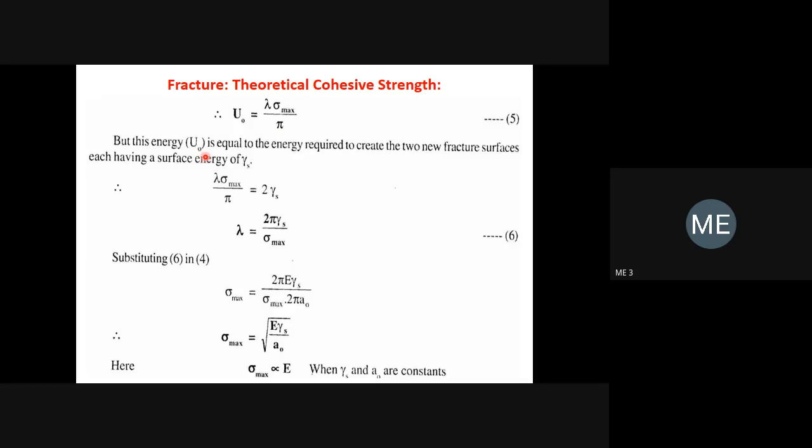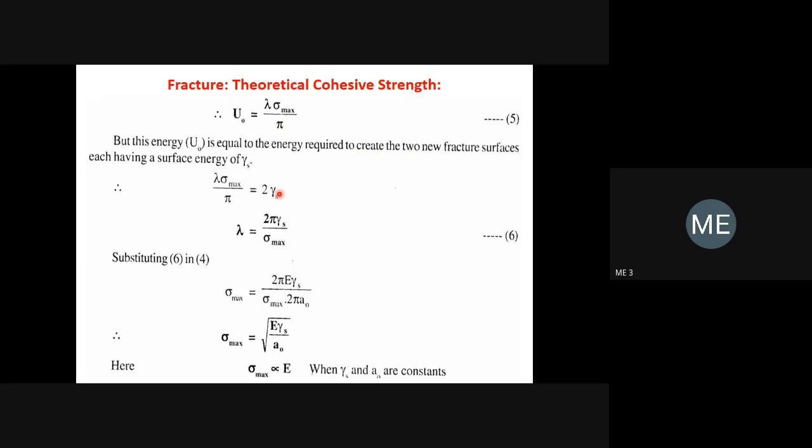Suppose you have a stone and you have to break it into two pieces with a hammer. How much energy is required to break the stone? Without breaking the stone, you should have some theoretical approach, because for each and everything you cannot test. We require some theoretical modeling. So the amount of energy required to form new surface is given by lambda into sigma max divided by pi. So U naught is equal to the energy required to create the two new fractured surfaces. I have already told you it can generate two surfaces.